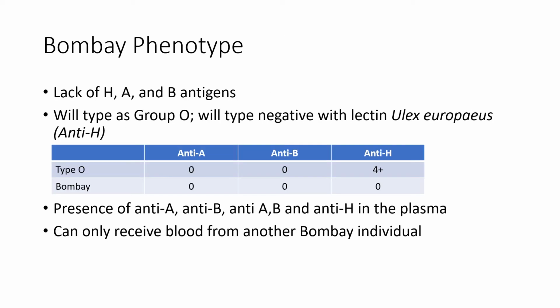A person who has the Bombay phenotype lacks H, A, and B antigens. This would type as O, but it would be incompatible with all group O cells in a crossmatch. If we used anti-H lectin called Ulex europaeus, the test would be negative. There will be anti-A, anti-B, anti-A,B, and anti-H found in the patient's plasma. The patient must receive blood from a Bombay donor.